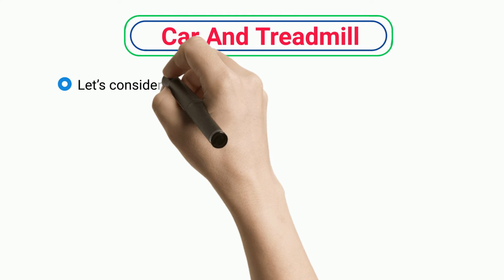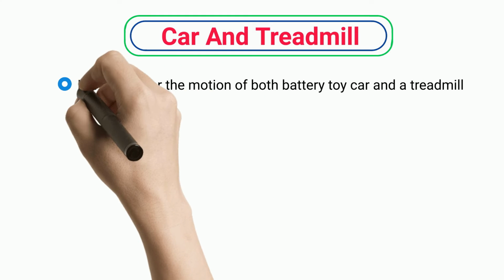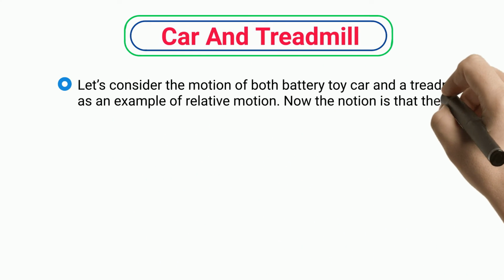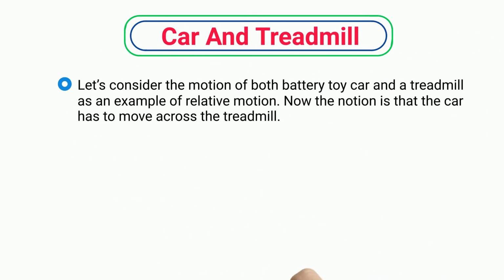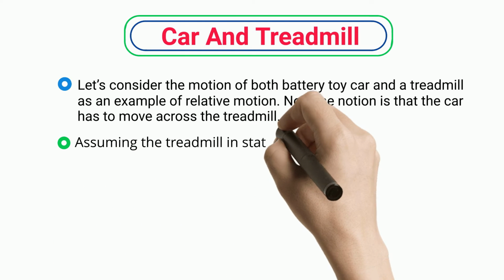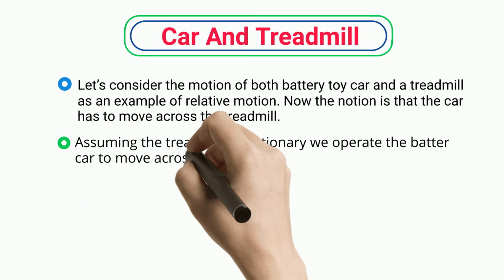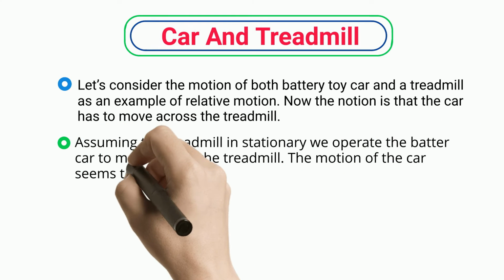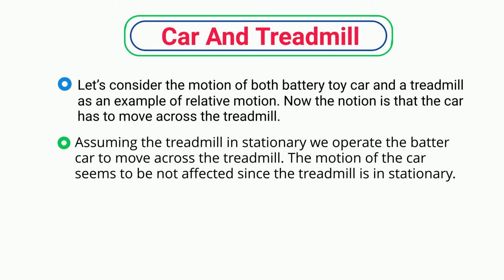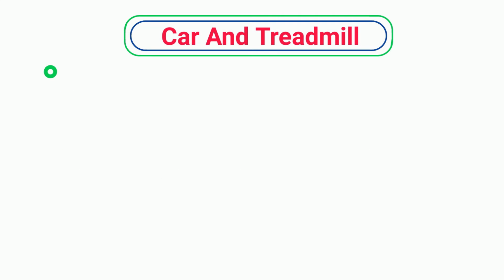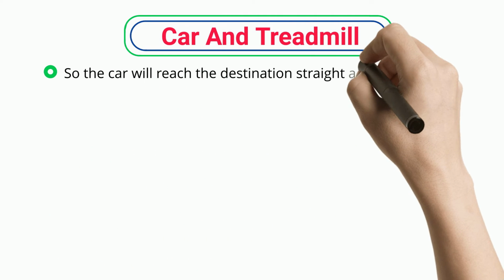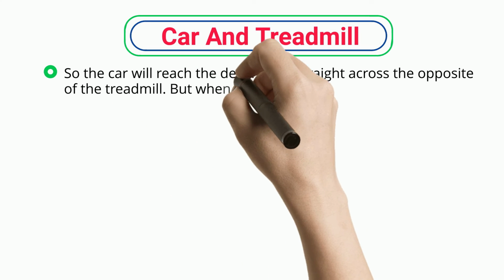Car and treadmill. Let's consider the motion of both a battery toy car and a treadmill as an example of relative motion. Now the notion is that the car has to move across the treadmill. Assuming the treadmill is stationary, we operate the battery car to move across the treadmill. The motion of the car seems to be not affected since the treadmill is stationary. So the car will reach the destination straight across the opposite side of the treadmill.